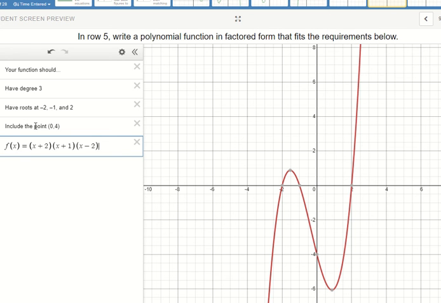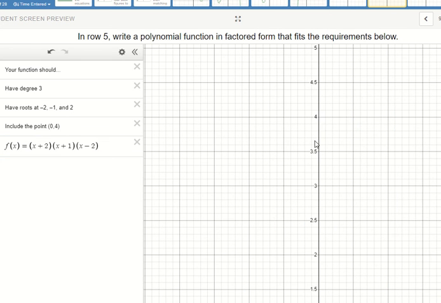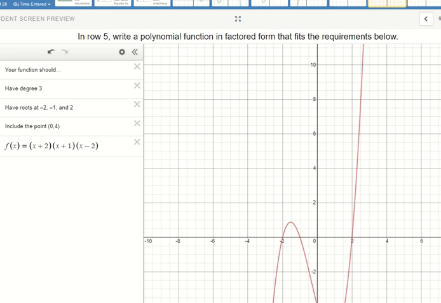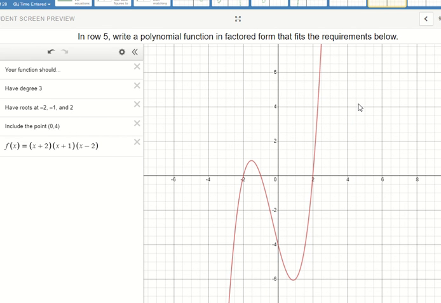But it doesn't include the point (0, 4). This is the point (0, 4) right here. X equals 0, y equals 4, right? Doesn't include that point, so we need to make it include that point. And I think for starters, I can see actually it's going through this right here. I might even just try a negative. But I'm actually going to show you how to solve for it.